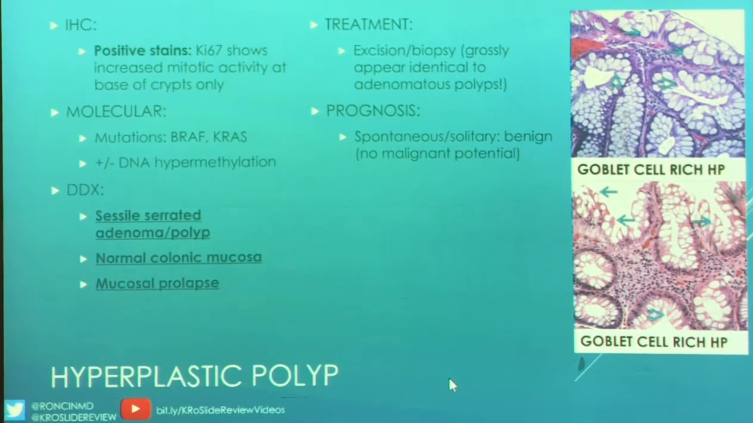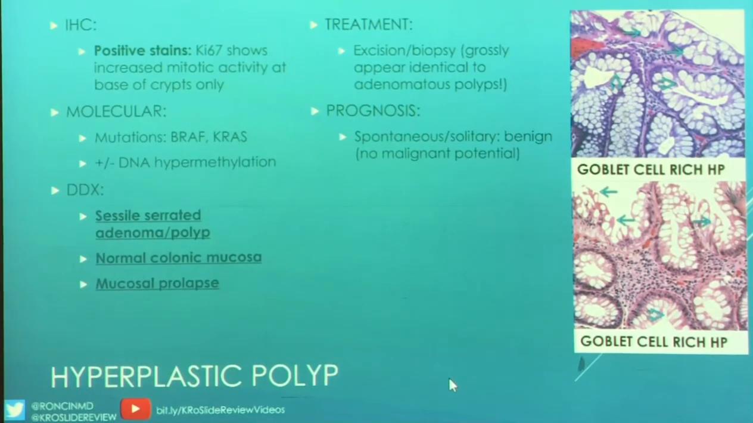Their differential, honestly, the closest thing would be your sessile serrated adenomas or sessile serrated polyps. But when you're looking at things like your goblet cell rich hyperplastic polyp, normal colonic mucosa comes in the mix, and you also need to think about mucosal prolapse, since that can also have a serrated appearance to it.